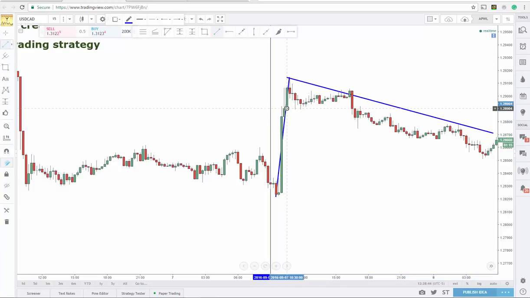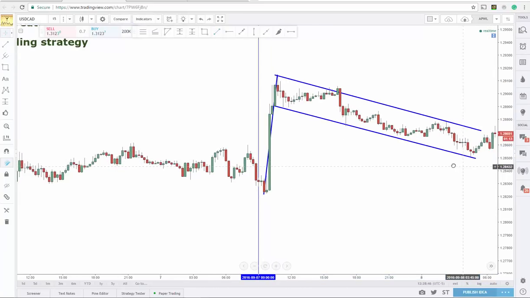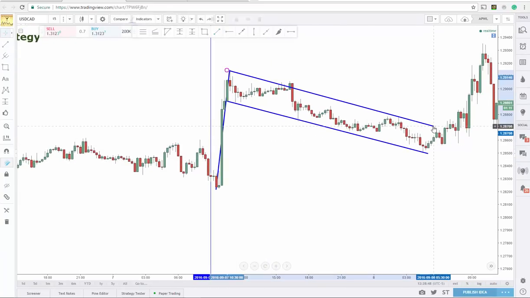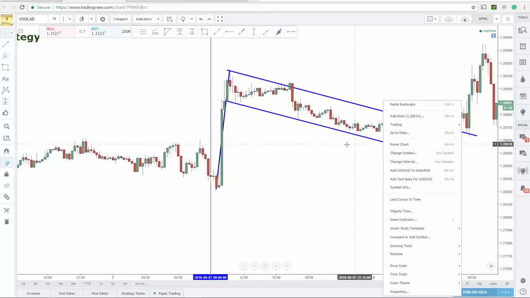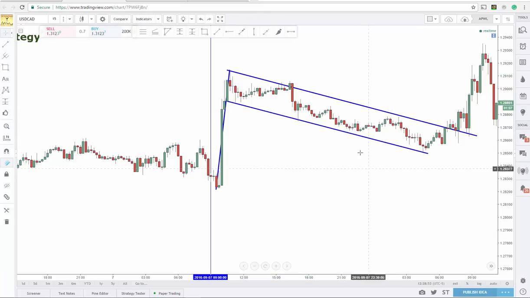We draw in a flag pattern here, and there's our breakout. So in this instance, that would have been a successful strategy, or at least a successful trade. And that's one of the strategies that you can go through and test.